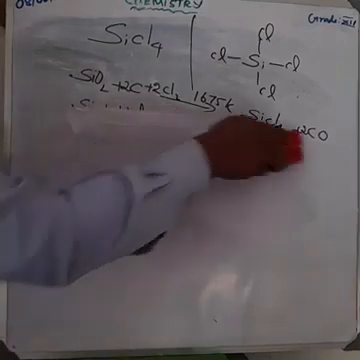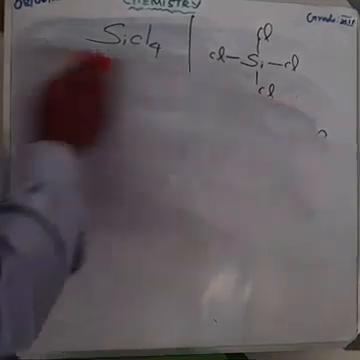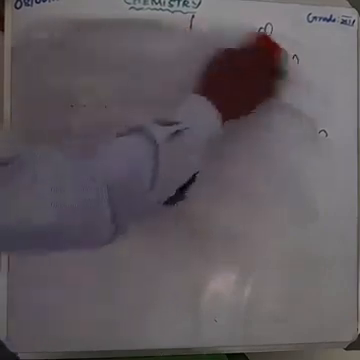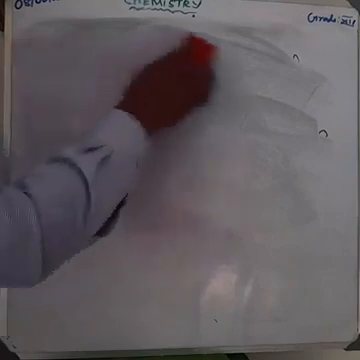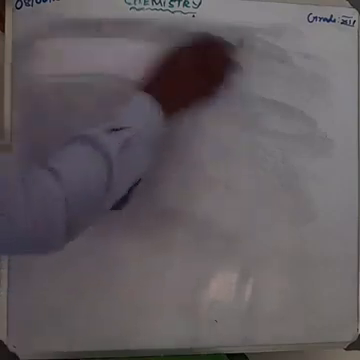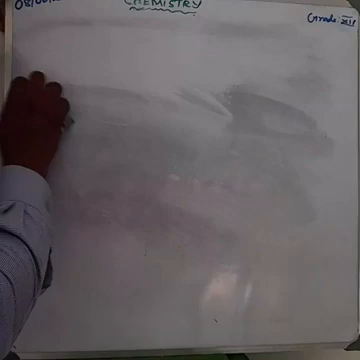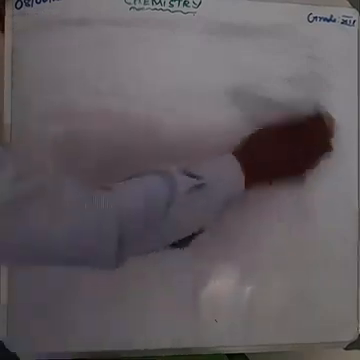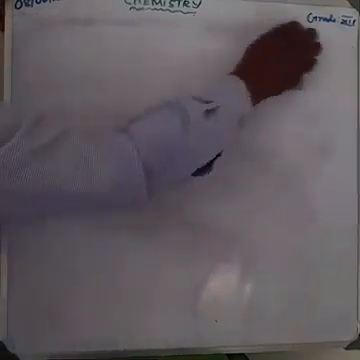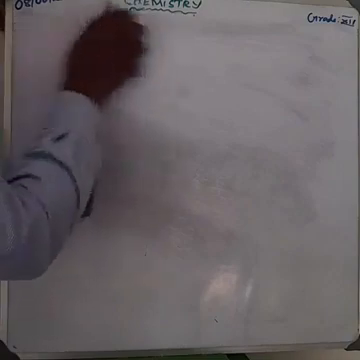Next, what are the properties of silicon tetrachloride? Silicon tetrachloride is a colorless fuming liquid, and it freezes at minus 70 degrees Celsius. Very important point. Try to underline that one.